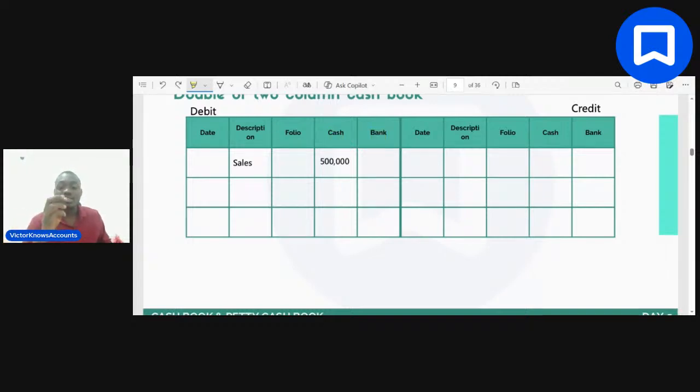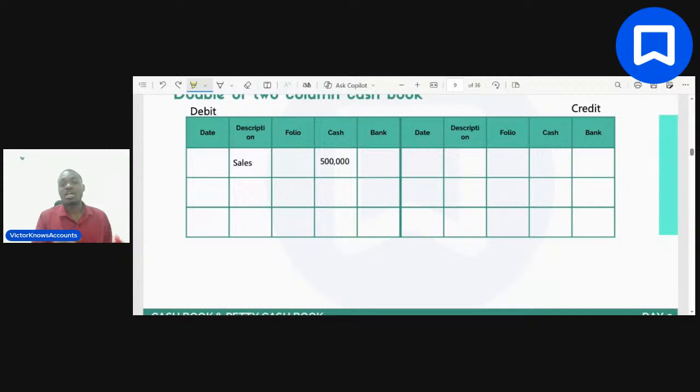Now, in that sense, a contra entry occurs when, for every corresponding credit entry, there must be a corresponding debit entry. A contra entry occurs when you finish a double entry in just one account. I mean, both the debit entry and the credit entry of that transaction happen in the same account. And that is what happens in a double column cash book.